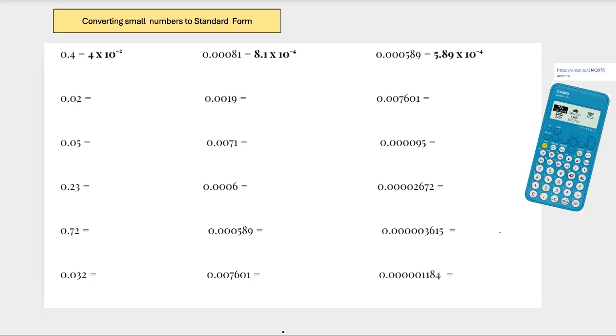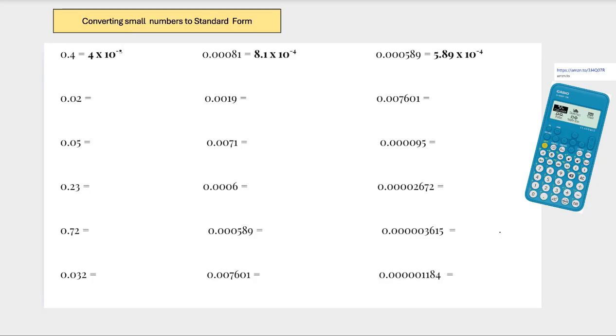Folks, this video is carrying on from my standard form one that I just posted. So you need to look at the standard form one because it's more in depth and it will teach you the rules of using standard form. So this video is doing the reverse of that, and we're converting small numbers to standard form.